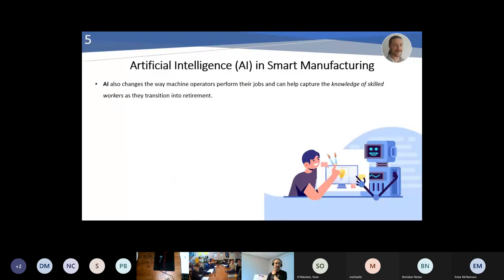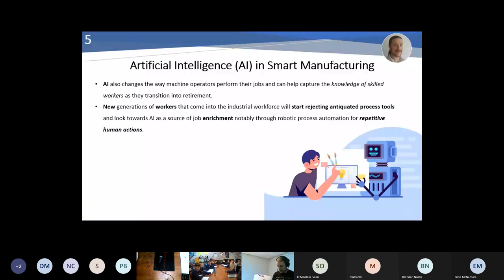So AI as well changes the way that machine operators perform their jobs and can help to capture knowledge of skilled workers as they transition into retirement. So again, if you imagine technology, every time we get a new piece of technology, there's always somebody there that isn't happy with it. There's always a slow adoption rate into new technology because as humans, we don't like change. But then as we start to adopt the new technology, we start to see the benefits of it, and then it becomes normalized. And after a while, we don't want to work without this technology in place. Well, AI is no different.